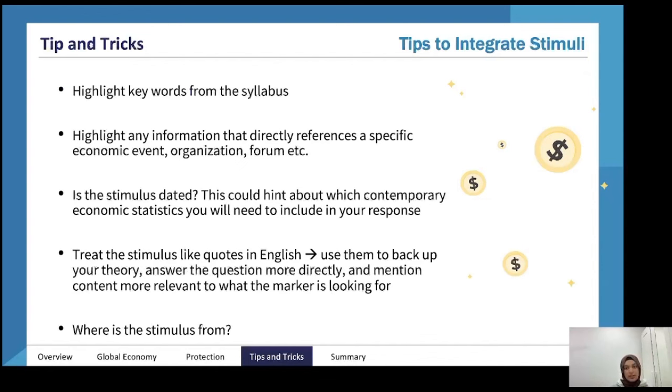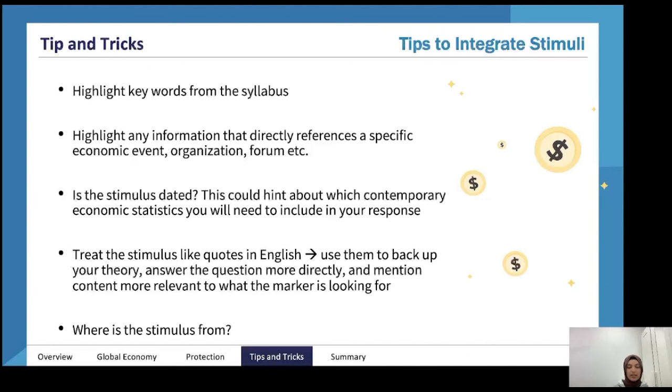So, tips to integrate stimuli. First of all, highlight the keywords from the syllabus, right? You've got the keywords, for example, monetary policy, fiscal policy, whatever it is. Highlight any information that directly references a specific economic event or organization or a forum, right? Those are really important because they can give you insights into what's going on. Is the stimulus dated? This could hint about which contemporary economic stats you'll need to include in your response.